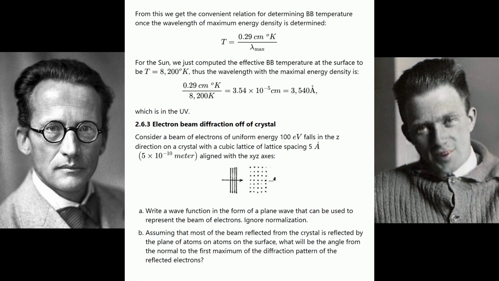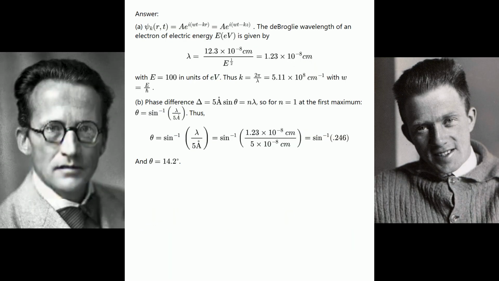Assuming that most of the beam reflected from the crystal is reflected by the plane of atoms on the surface, what will be the angle from the z axis to the first maximum of the diffraction pattern of the reflected electrons? Answer. A. ψ_k(r, t) equals A e to the i(ωt minus k·r), which equals A e to the i(ωt minus kz).